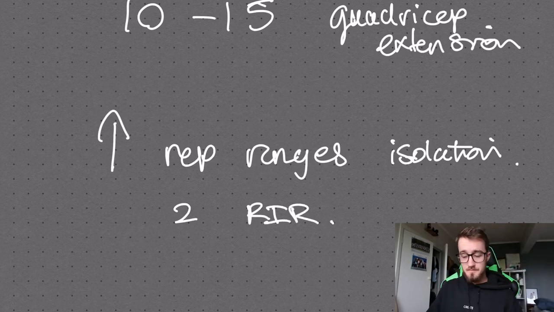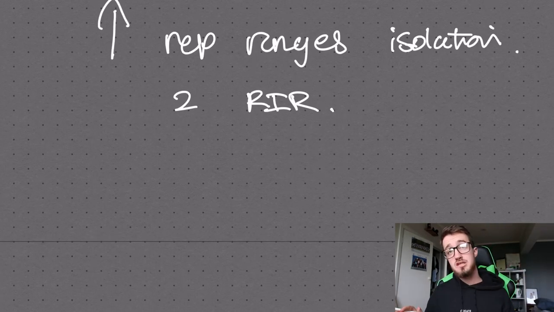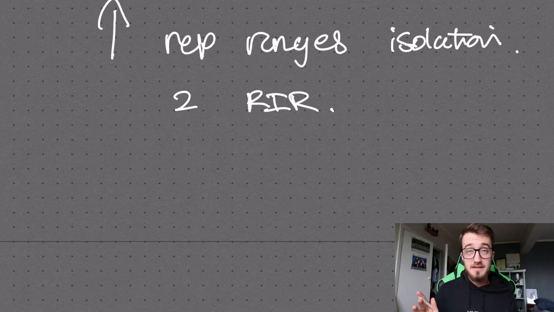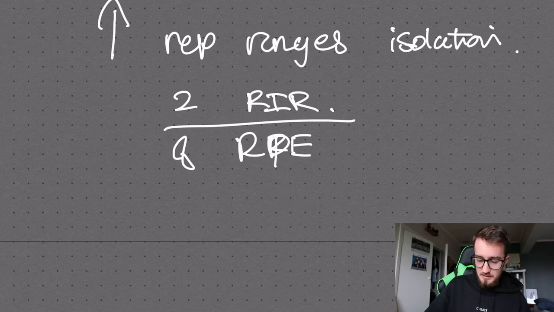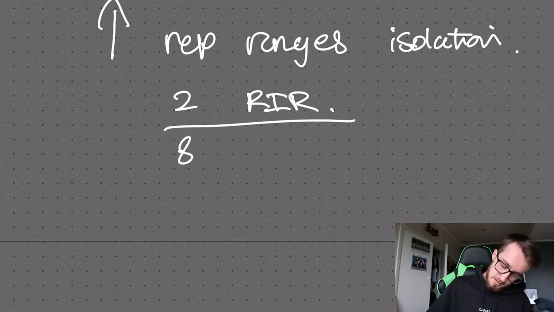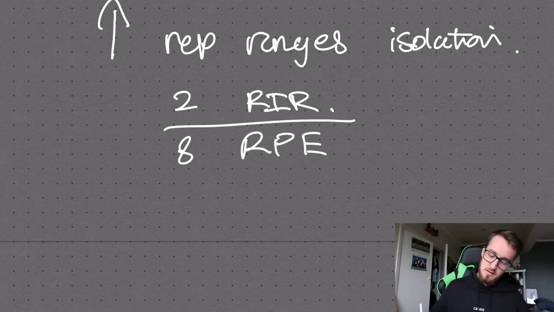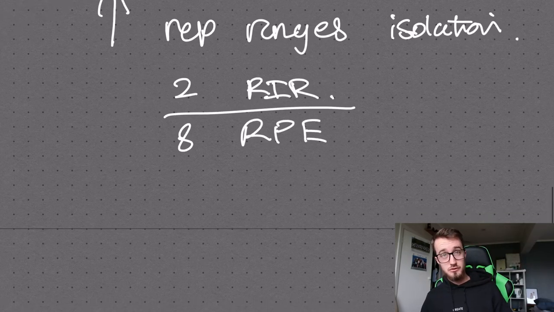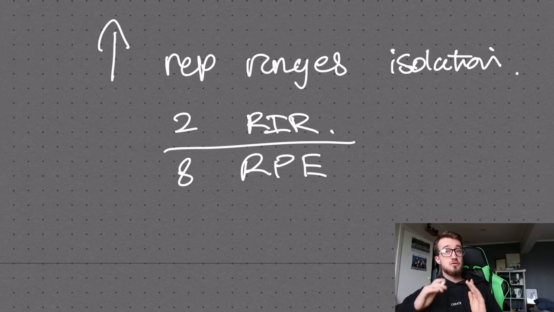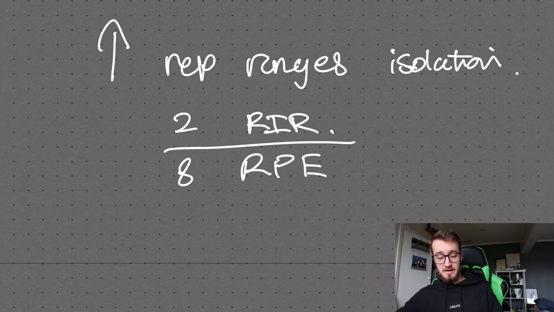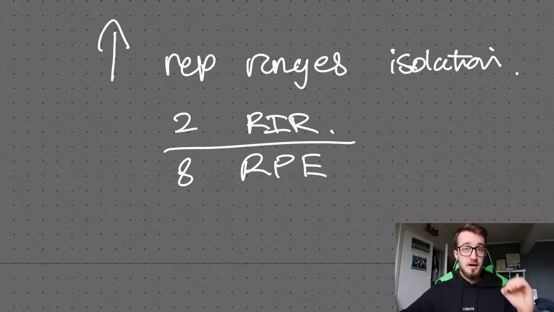Simply because I think no matter how experienced you are with ratings of perceived exertion, 2 RIR, or that equals 8 RPE, that's the same thing. So you've got two reps in reserve, or 2 reps left in the tank, or 8 RPE. I think that's a good range, because it's generally pretty easy to tell then. And it's just about getting close enough to failure.